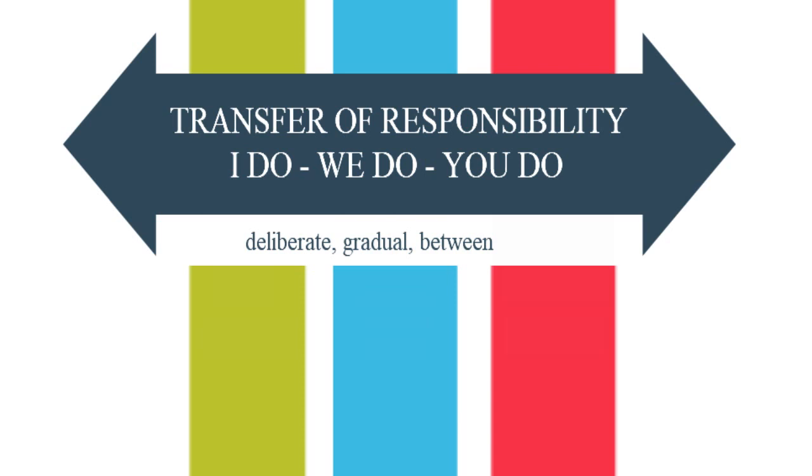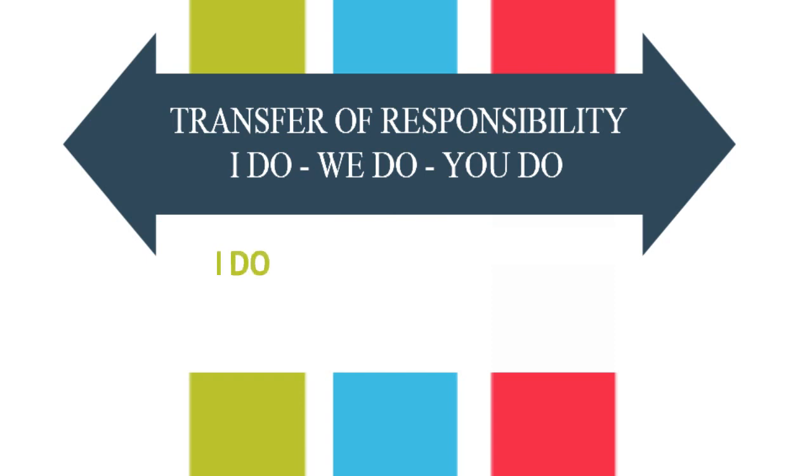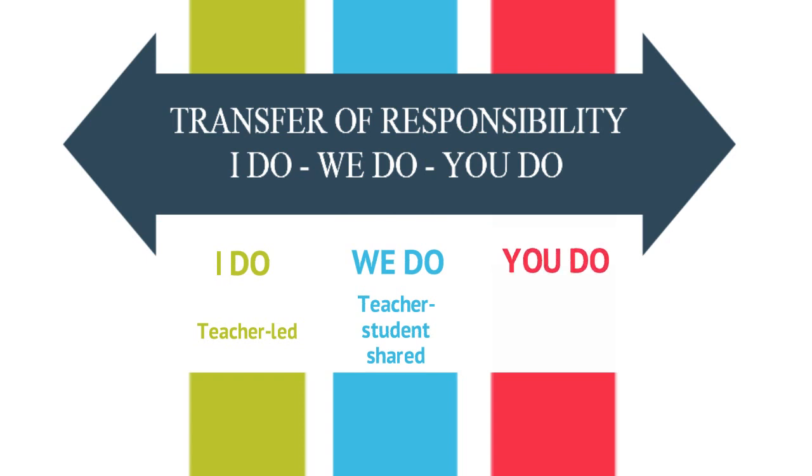Another way to think about moving along the learning continuum is with an I do, we do, you do frame of mind. I do, from the teacher's perspective, means that you're making most or all of the 6W decisions. We do means students and teachers share the responsibility for those decisions. And you do means that students largely drive their own learning to achieve both personal and academic goals.